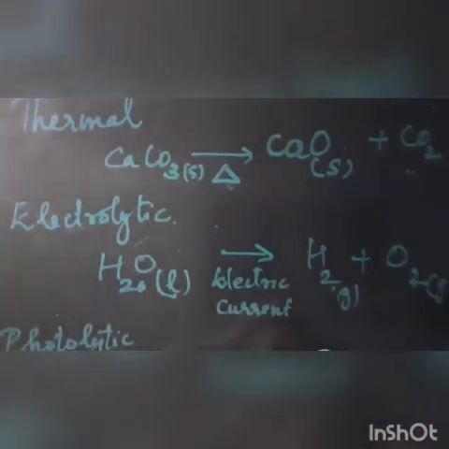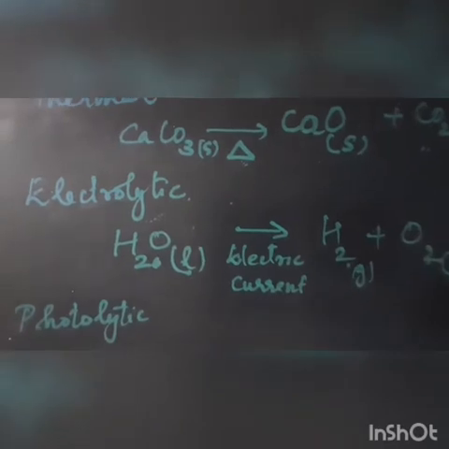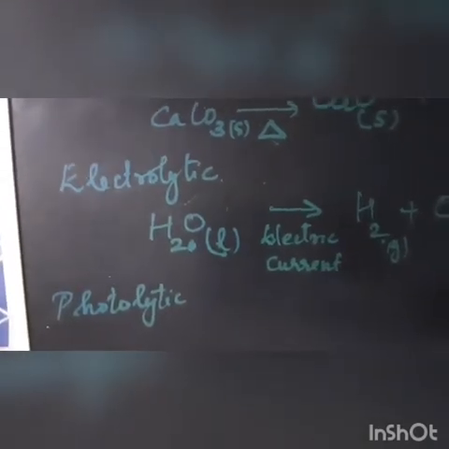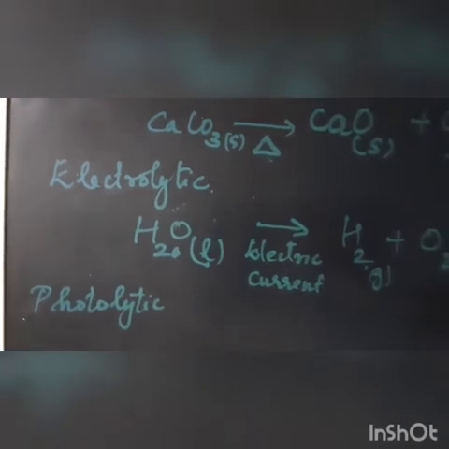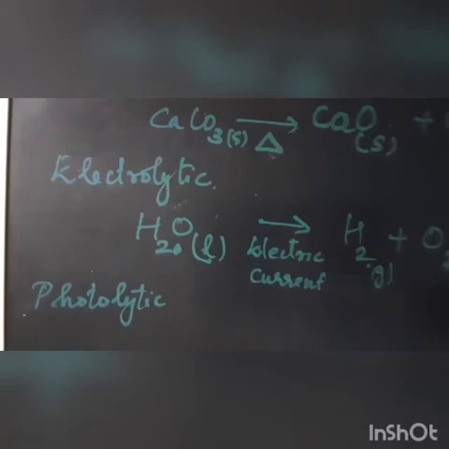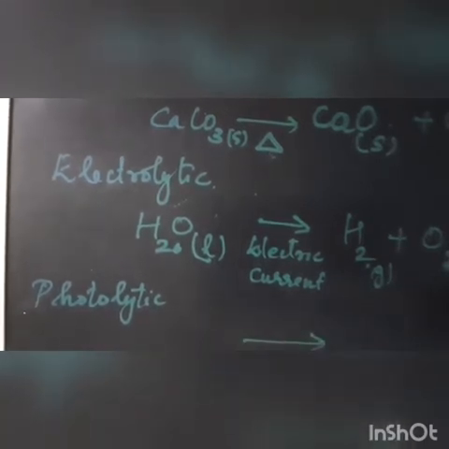Now next type of decomposition is the photolytic decomposition. What do you mean by photolytic? Yeah, as the name suggests, photo. Photo means not the photo. Photo means light. With the help of light. With the help of sunlight.